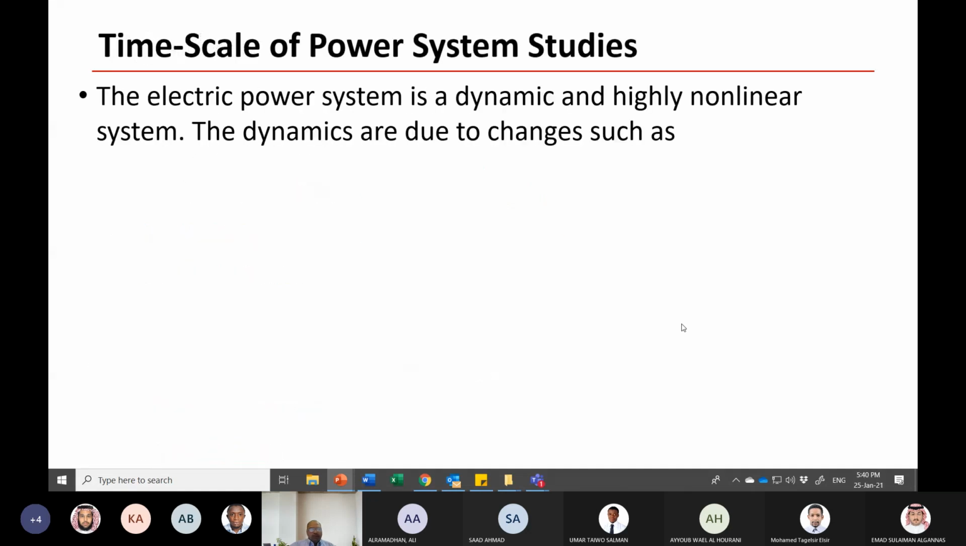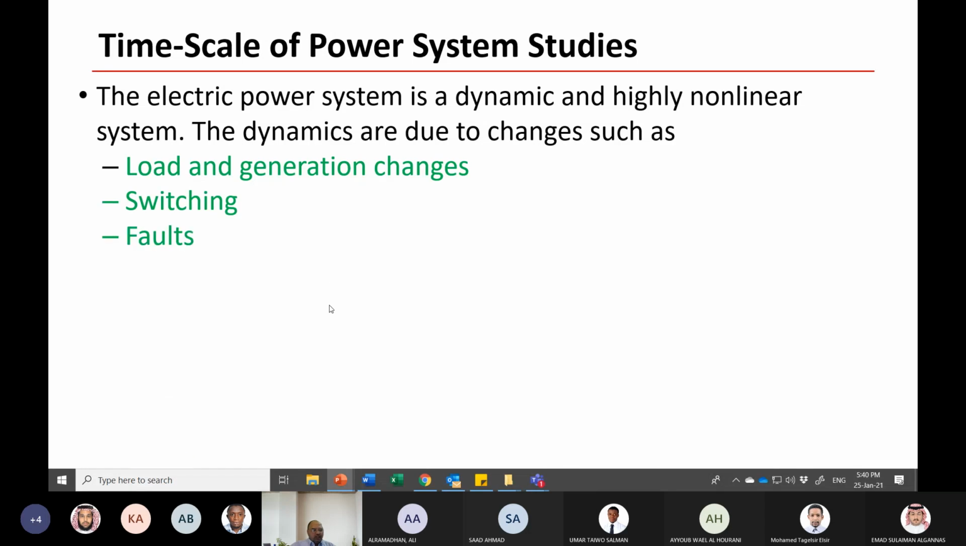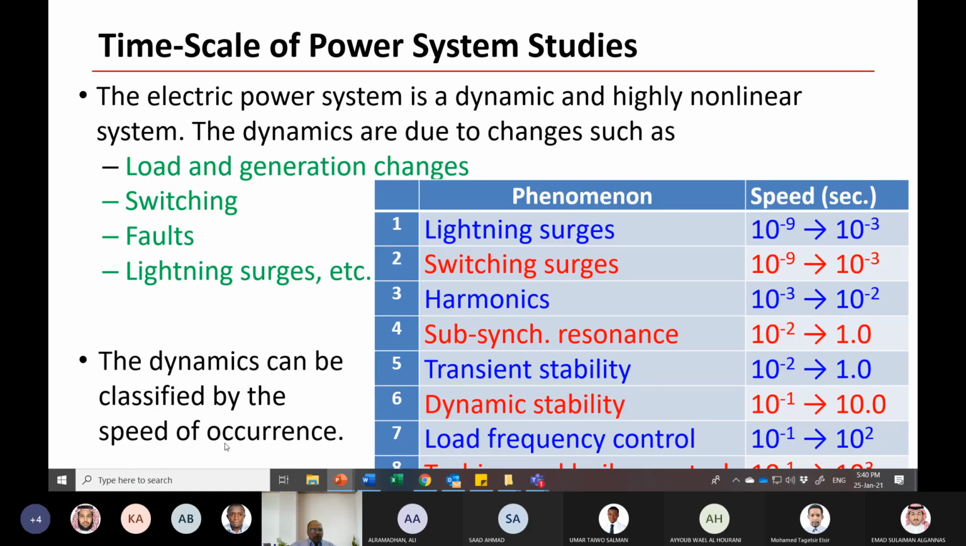So as we mentioned earlier, the dynamics of the power system come from load changes, generation changes, and also switching, lightning, faults, and so on. All these are the disturbances that happen in the power system. So the time frame of each one, or the speed of occurrence, you can see it here.